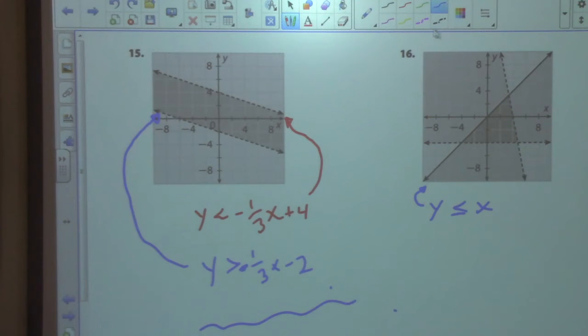What else? And then the dashed line that's horizontal, y equals 4. Well, 4 is up here. Negative 4. Okay, that's greater. And then I'm not sure about the other one.